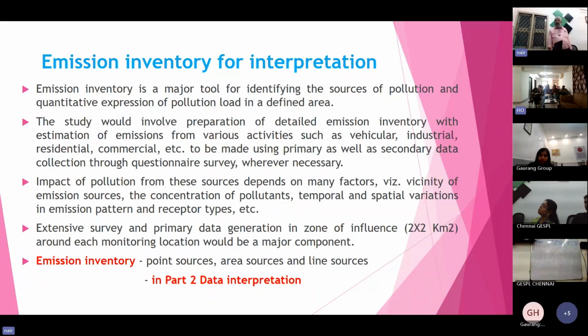So emission inventory should have point sources, area sources, and line sources. This is part 1 session I am taking. In part 2, the data interpretation session, I will come to point sources, area sources, and line sources. Many people are discussing point source, area source, line source, but in the majority of the reports I have not seen this. You keep trying to learn and incorporate it in your report.